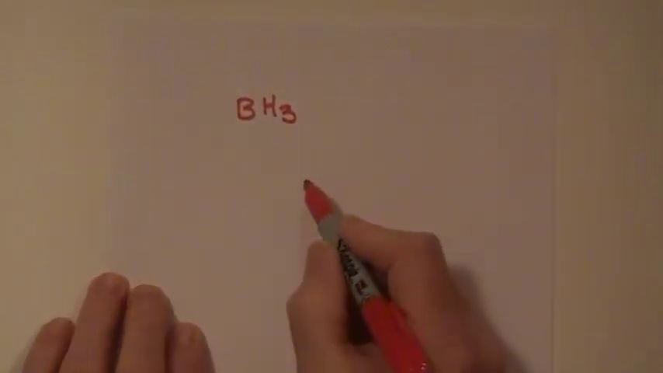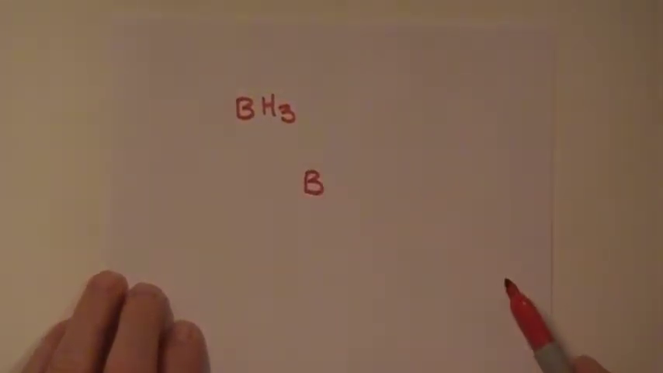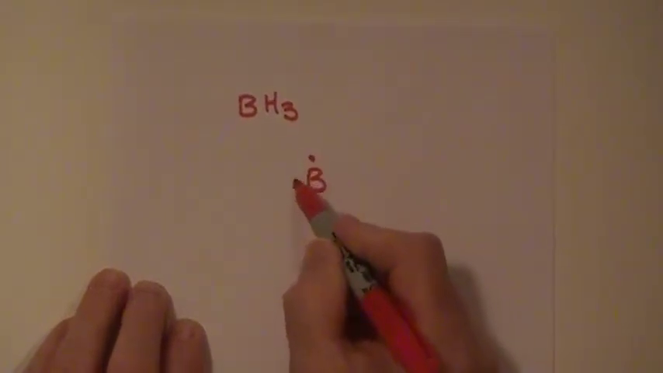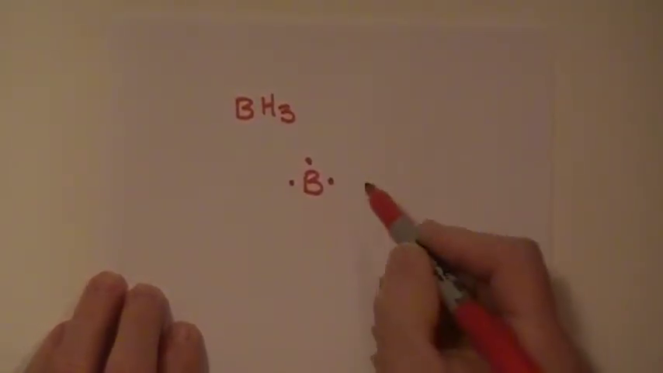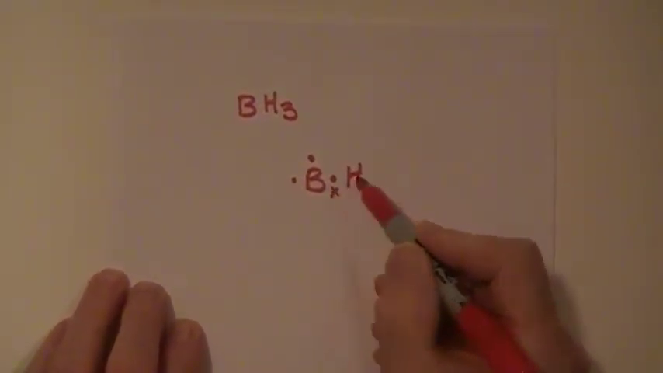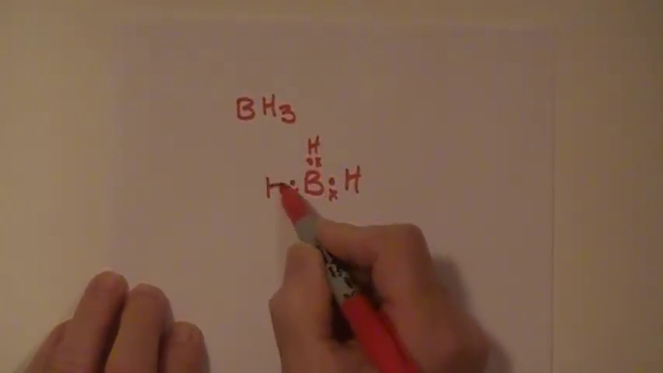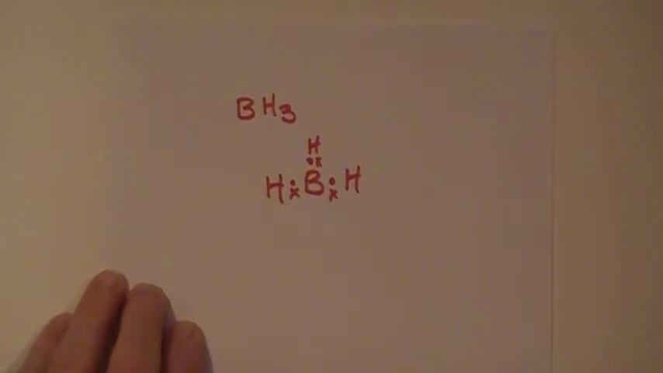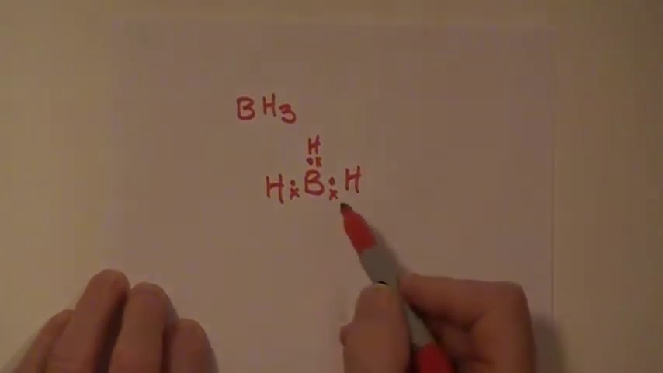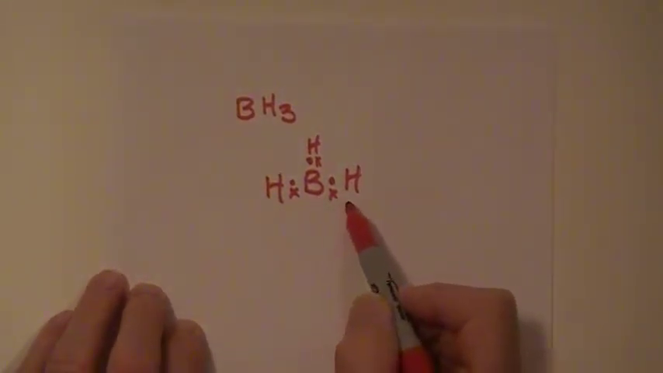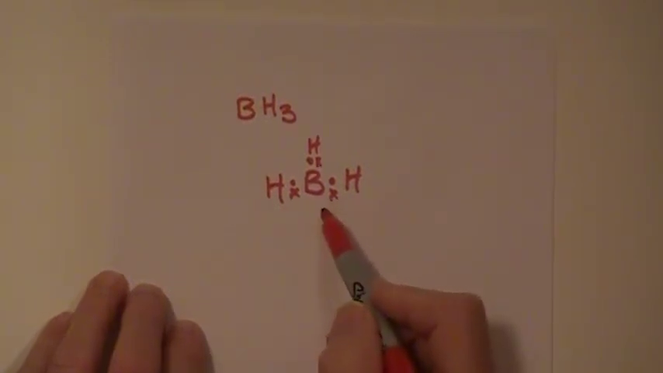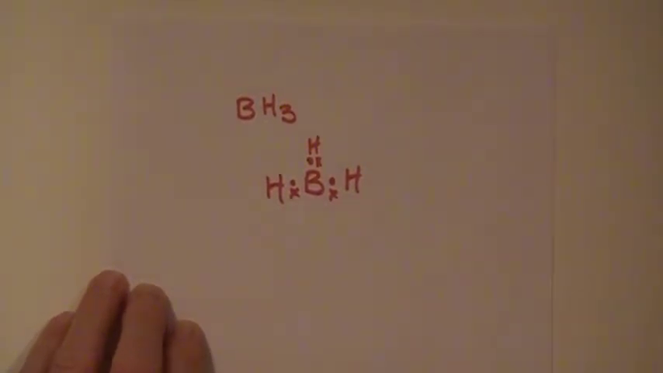Now boron has 3 valence electrons, and we're just going to put those right here. Hydrogen has 1 valence electron. Now I already know the answer to what this molecule looks like, so I'm going to show you that this molecule has a triangular shape.